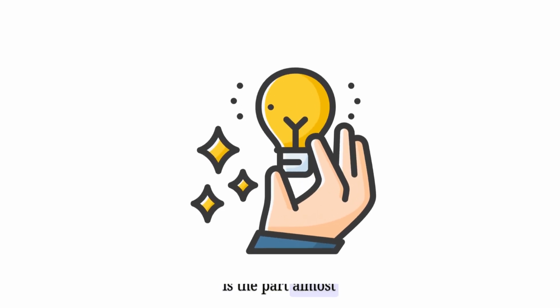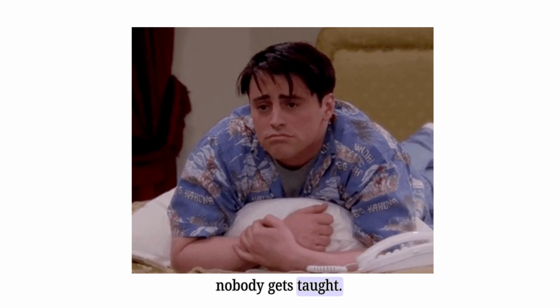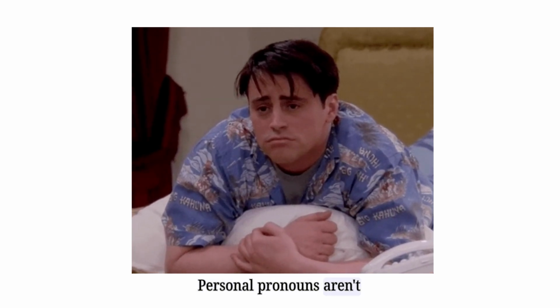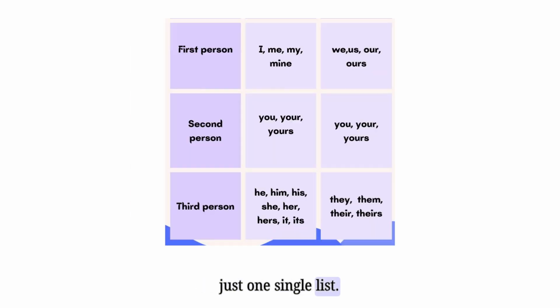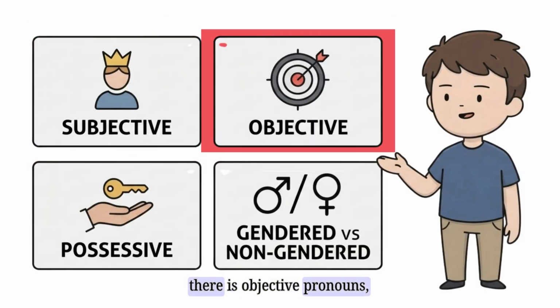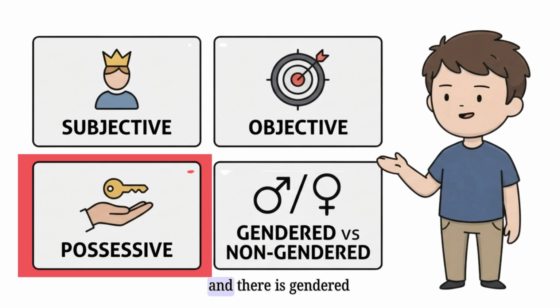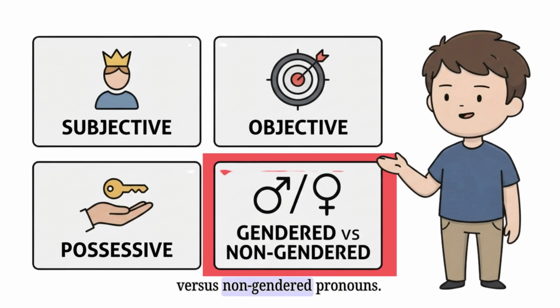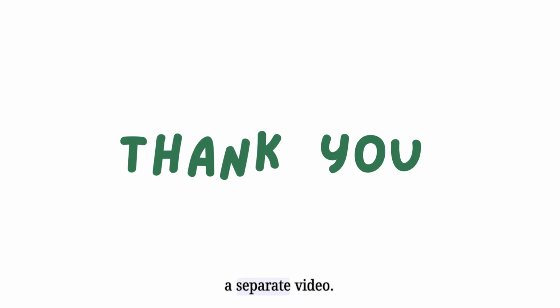But here is the part almost nobody gets taught. Personal pronouns aren't just one single list. There are subjective pronouns, objective pronouns, possessive pronouns, and there are gendered versus non-gendered pronouns. We're gonna talk about these pronouns in a separate video.